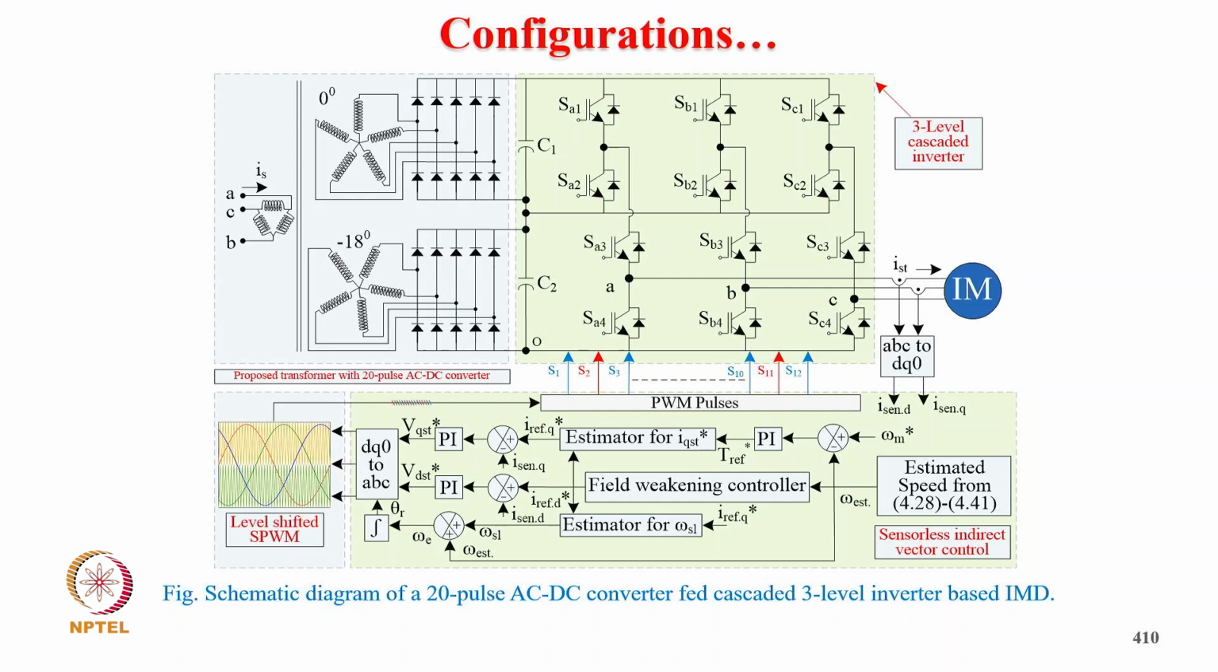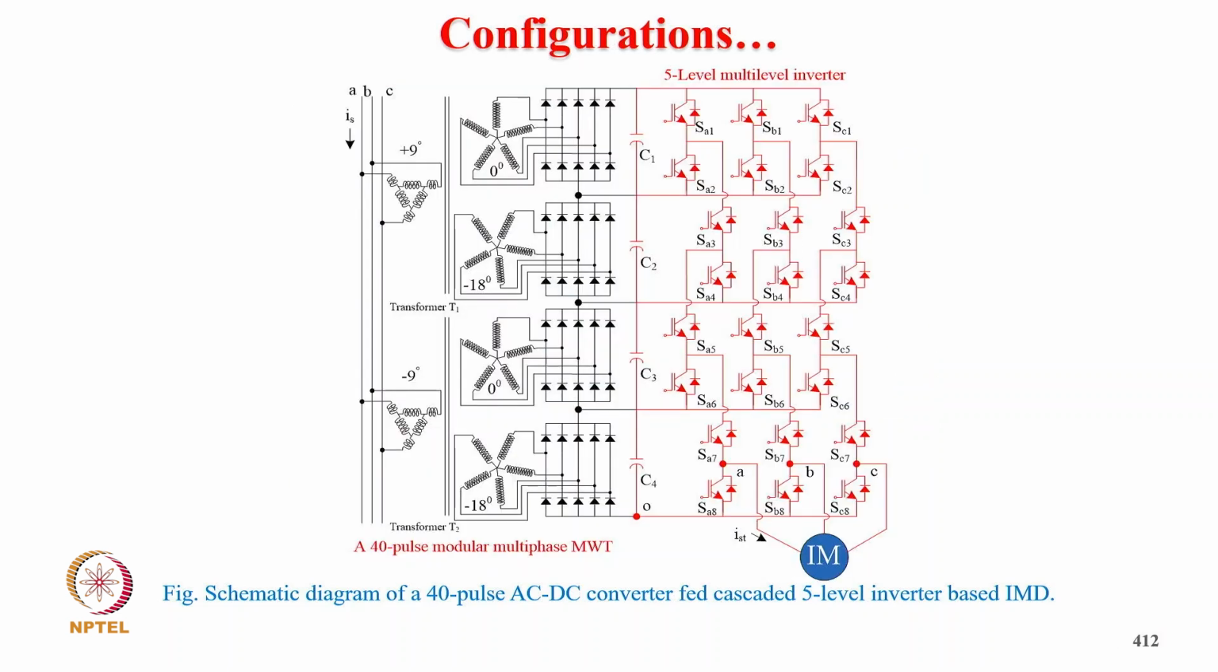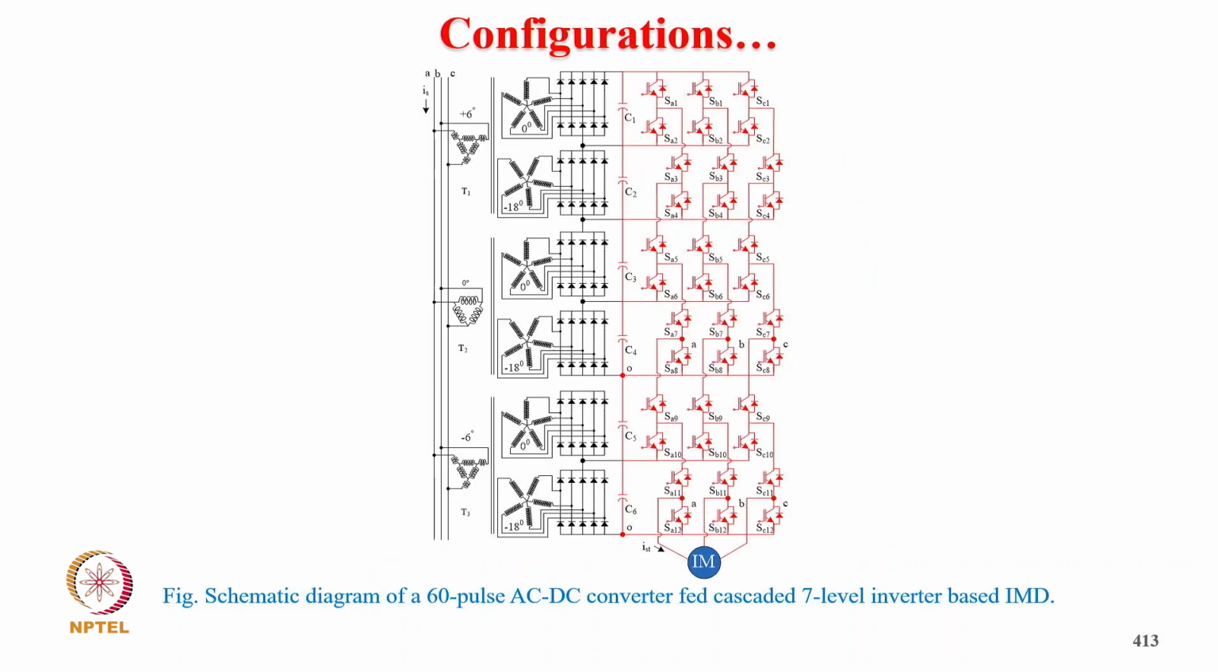This is a schematic of 20 pulse AC/DC converter fed 3-level, where we convert 3-phase to 5-phase phase shifted, and then midpoint, and then 3-level cascaded inverter with sensorless indirect vector control, with the level shifted space vector modulation. This is your schematic diagram of 30 pulse AC/DC converter fed cascaded 4-level inverter fed induction motor drive. This is your schematic diagram of 40 pulse AC/DC converter fed cascaded 5-level inverter based induction motor drive. So we convert to 40 pulse, where we have a phase shifted 5-phase converter, and this is the 60 pulse AC/DC converter cascaded 7-level based.